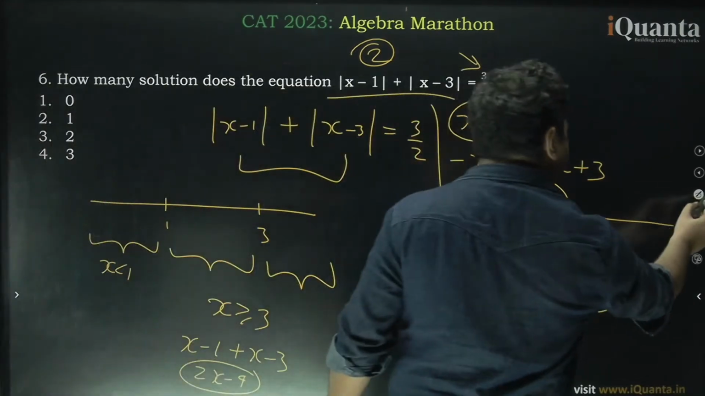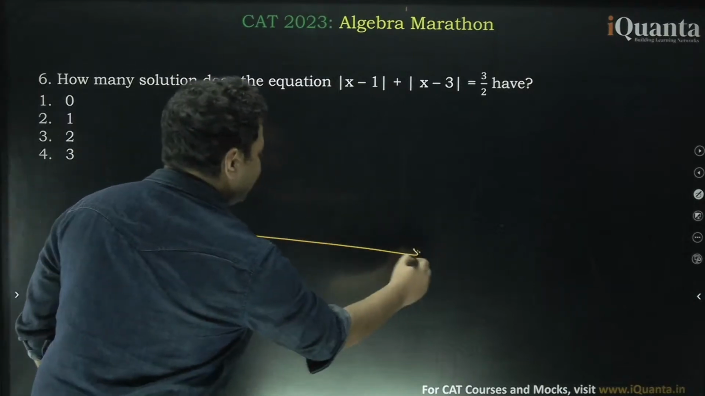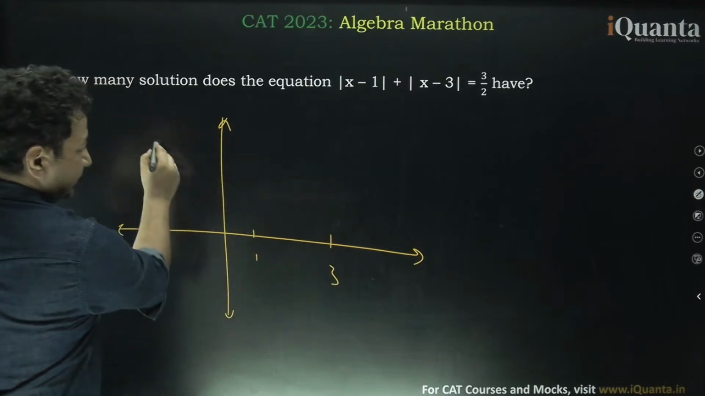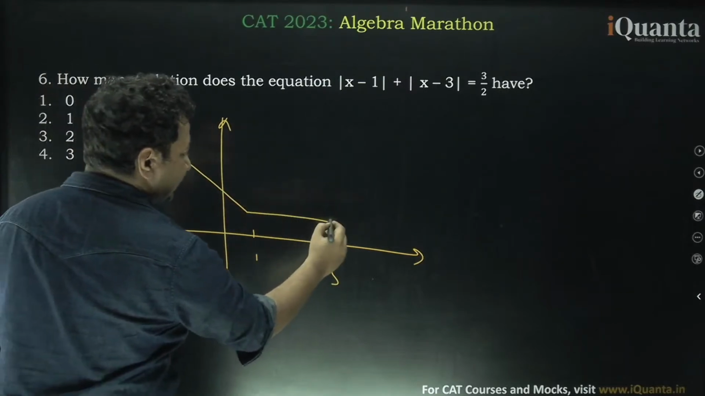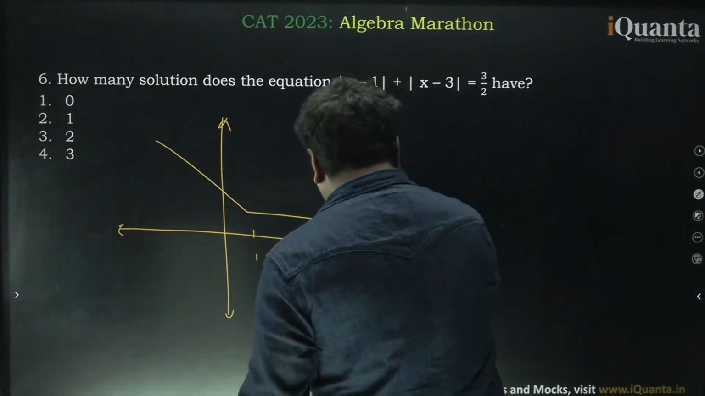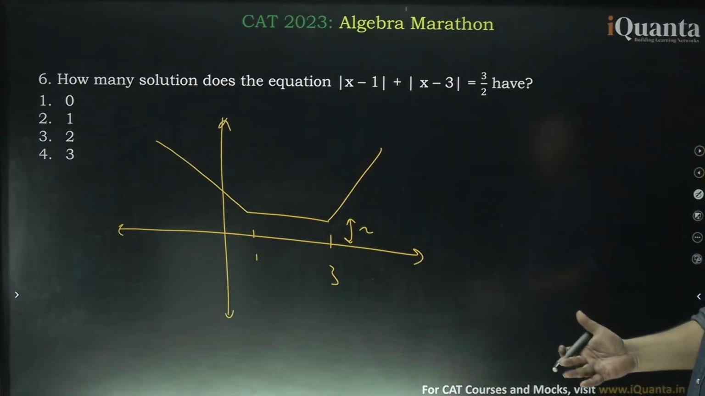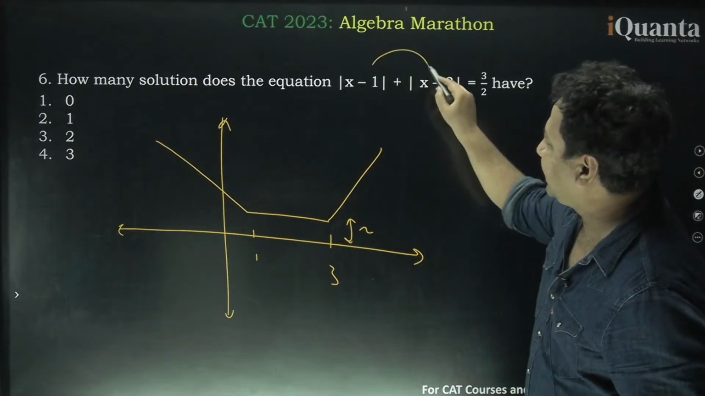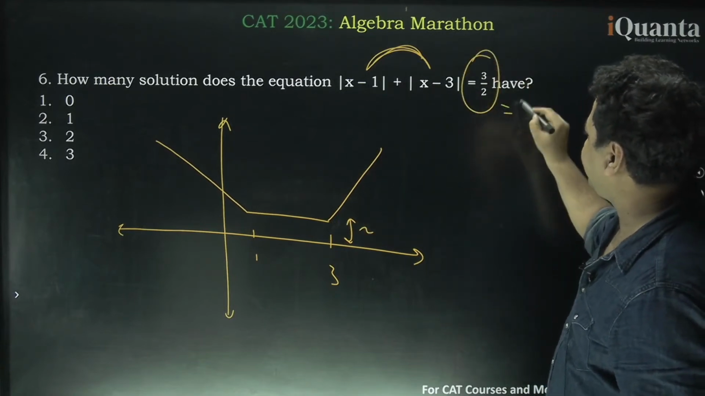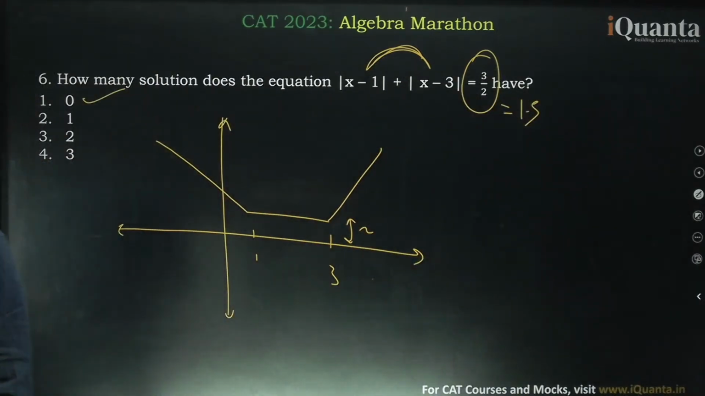So if I try to draw the graph based on the same logic, the graph will look something like this. 1 and 3 here. This goes like this, stays like this, and then goes like this. And this distance is 2. So the minimum value that the graph can reach is 2, which is in between 1 and 3. 2 से नीचे हो ही नहीं सकता. 3/2 तो कभी हो ही नहीं पाएगा, because 3/2 is equal to 1.5. That means there will be no solution at all. Clear?